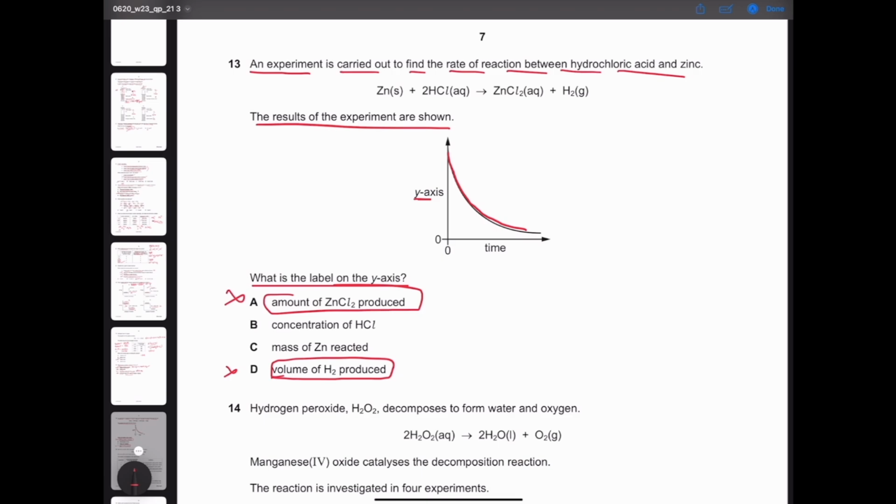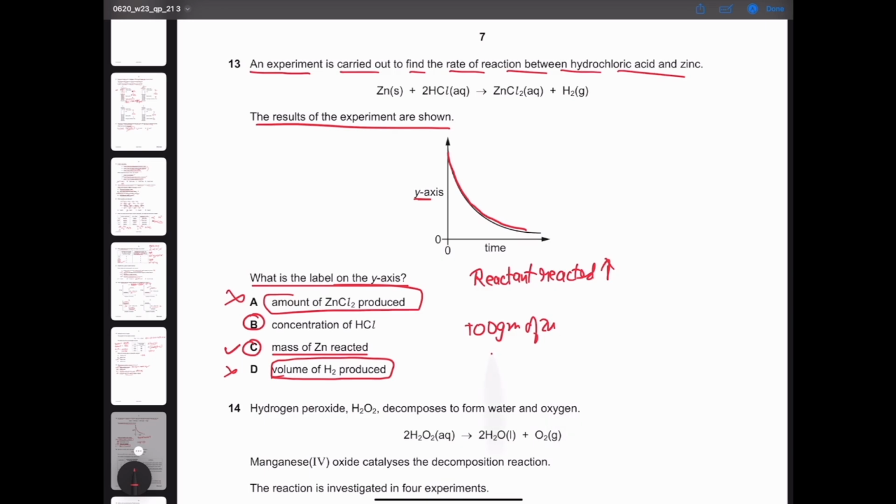Now, out of B and C, a lot of students will make the mistake and pick C. See, read the term properly here: mass of zinc reacted. Just think about it. When the reaction is going on, the amount of reactant consumed, the amount of reactant reacted, increases, right? Initially, let's say you had 100 grams of zinc, then the reaction started.